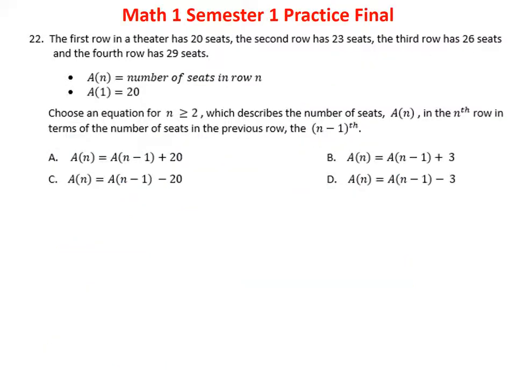Number 22 is a similar problem. It's a sequence again, even though they haven't given it to us. It says the first row of a theater has 20 seats, and then the second row has 23 seats, the third row has 26 seats, and the fourth row has 29. You'll notice immediately that my first term is 20. It goes up by 3 every time.